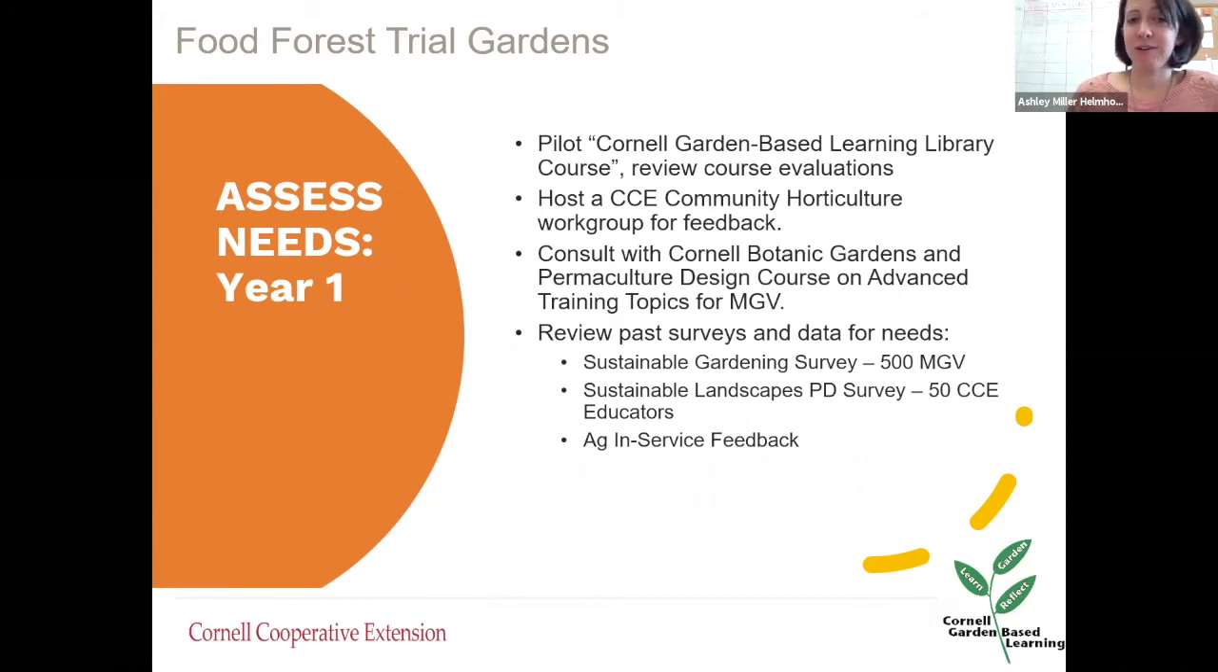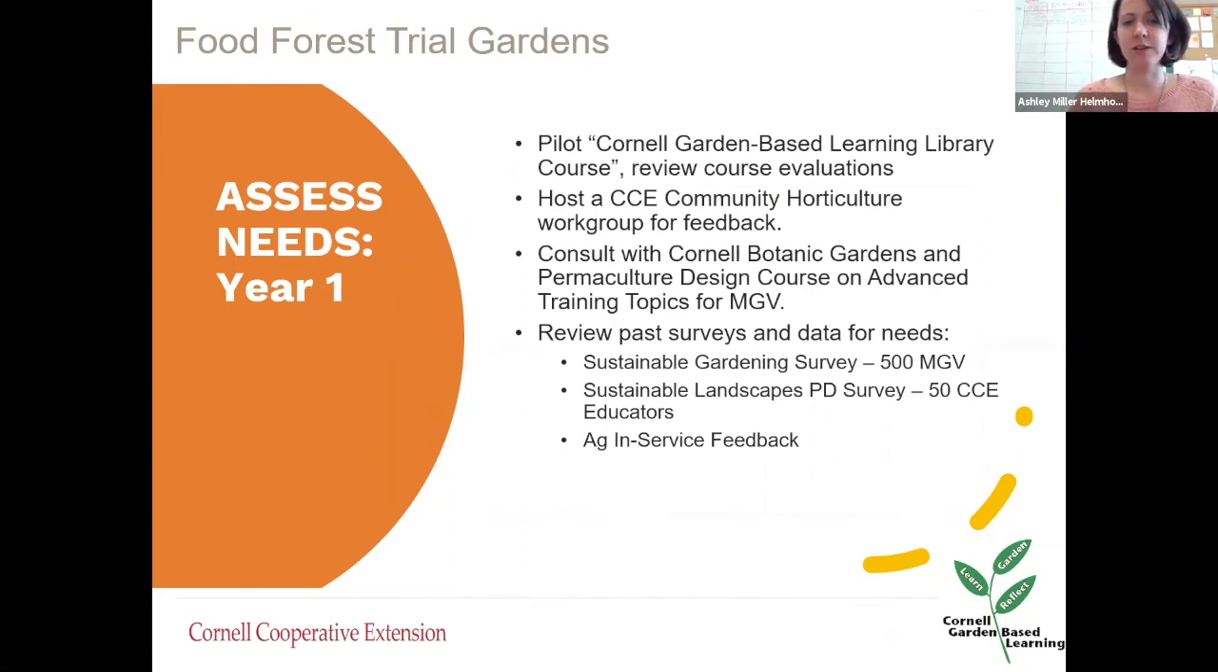This is a neat area we found through a lot of surveying and a lot of work with partners. We have a community horticulture work group through our Sustainable Landscapes program work team. We're developing this network of experts on this particular topic across the state. And we just had our first meeting and have been reviewing our Cornell Garden-Based Learning Library course, which is our Master Gardener training, to see where the gaps are. What are some potential new areas we could be educating people on?